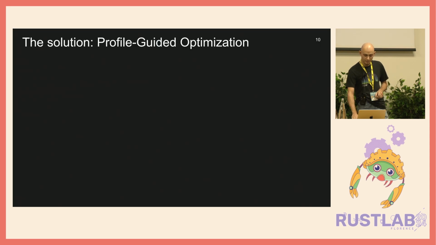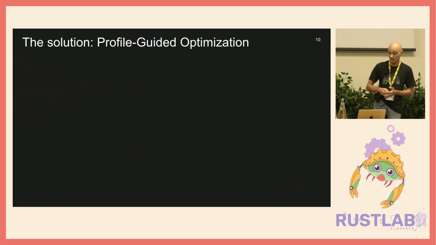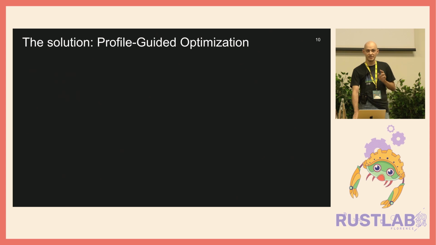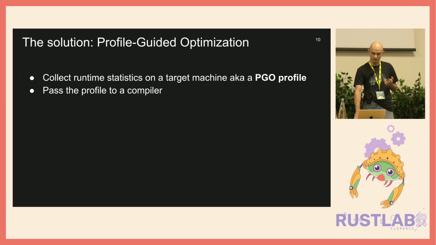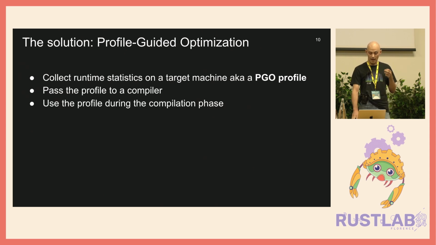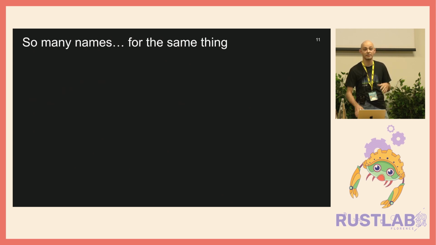And that's where profile guided optimization comes in. The idea is really simple. Let's try to collect runtime statistics on a target machine, also known as a PGO profile, about how our application is executed, pass this information to the compiler, and use this PGO profile during the compilation phase. And that's it.